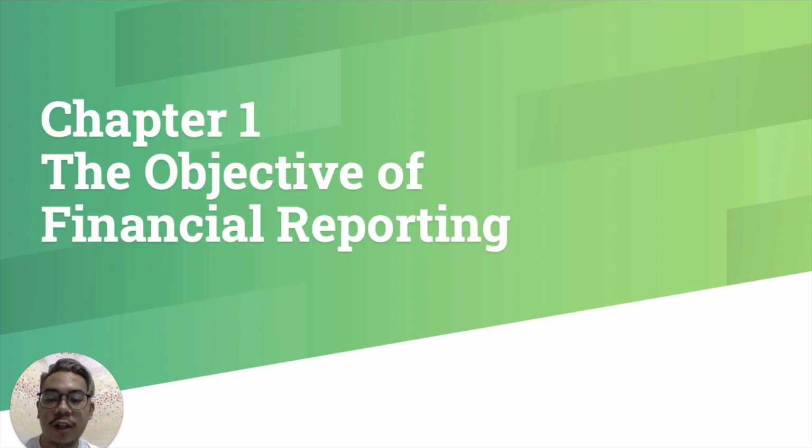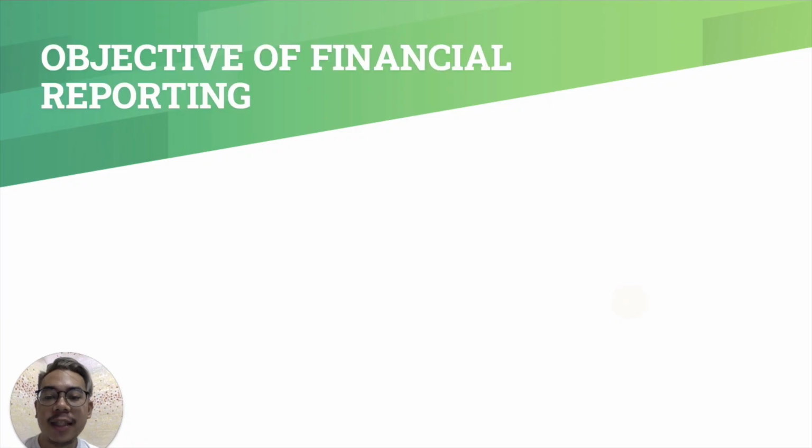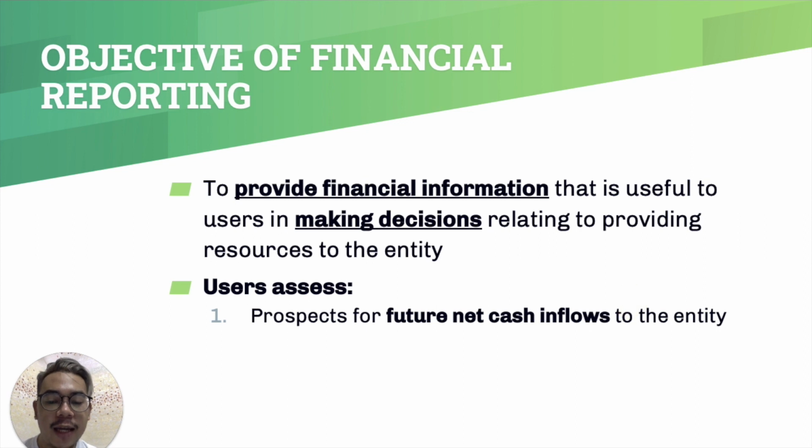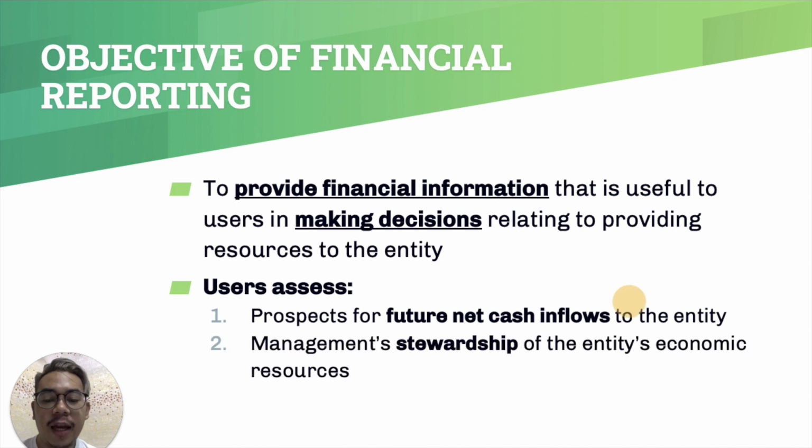The first chapter is about the objective of financial reporting. So what is the objective of financial reporting? The objective is to provide financial information that is useful to users in making decisions relating to providing resources to the entity. So, financial reporting helps users make decisions. And in terms of the users, they assess the following with regards to the entity who provides financial information. Number one, they assess prospects for future net cash inflows to the entity. So, tinatry nilang i-check if there are future cash inflows to the entity. Kasi pag mag-provide sila ng resources to the entity, of course, they are expecting that they will be compensated in the future. And number two, they also assess management stewardship of the entity's economic resources.